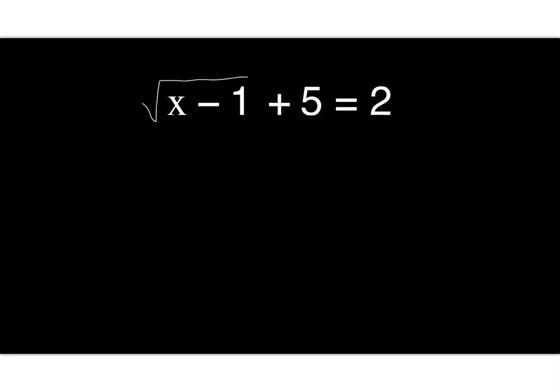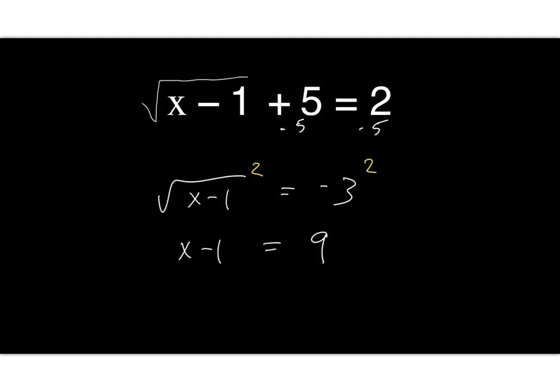And then we add a layer. All right, so now what? Need to subtract 5 from both sides. I'll have the square root of x minus 1 equals negative 3. Now everything on the left is square rooted. The inverse of square rooting is squaring. x minus 1 equals 9.